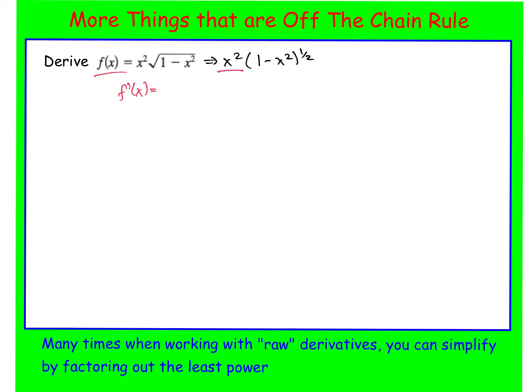Very good. And so what is the product rule? The derivative of the first. So what is the derivative of the first? 2x. And then times the second. Plus the derivative of the second. So let's take a derivative of the second. So what gets brought down? 1/2. Then I have 1 minus x squared to the negative 1/2.